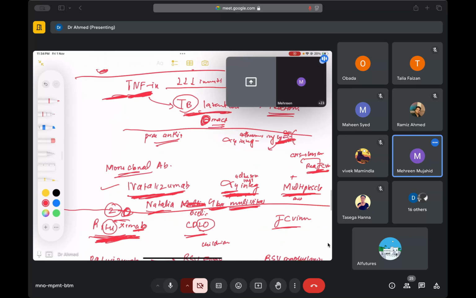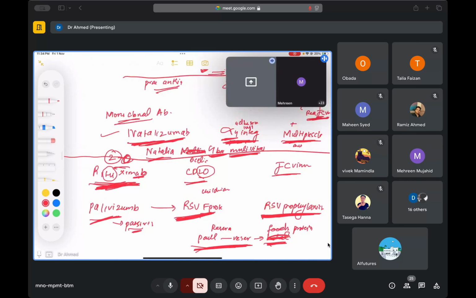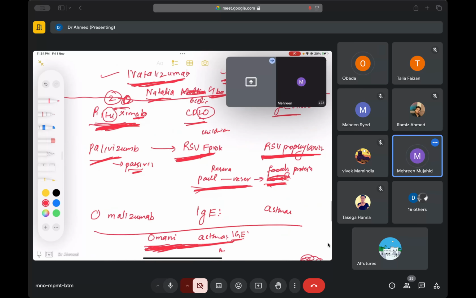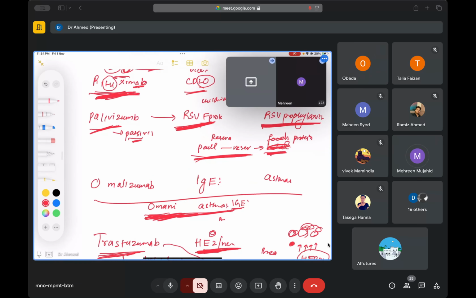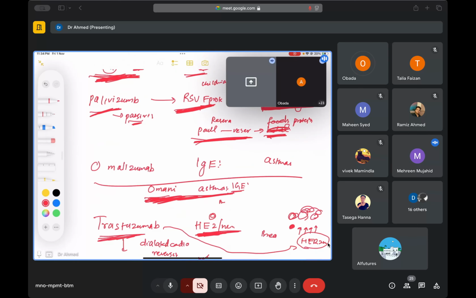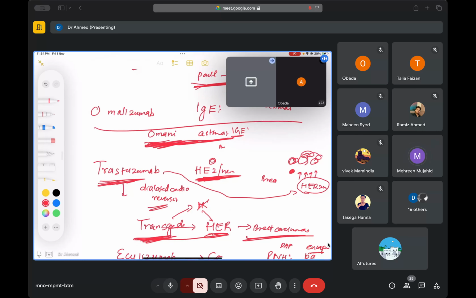Then you have Paul, who has some reservation of food, protein food. Palivizumab for prophylaxis of RSV virus against the RSV F protein. Then we have Omani people having asthma. Omalizumab for IgE, treatment of asthma. Then transgender her. Trastuzumab for HER2.